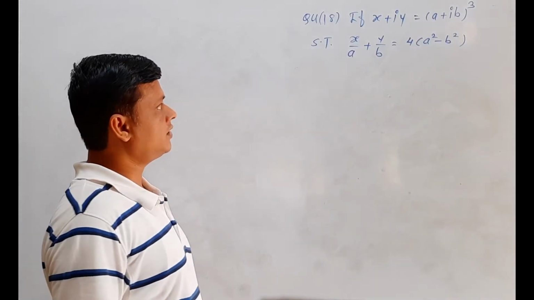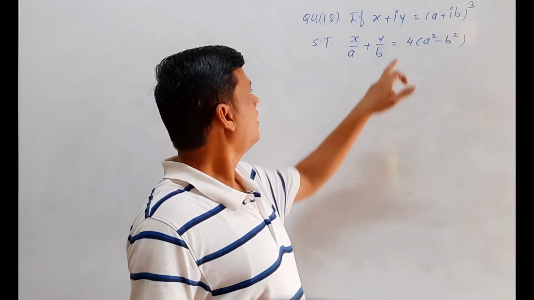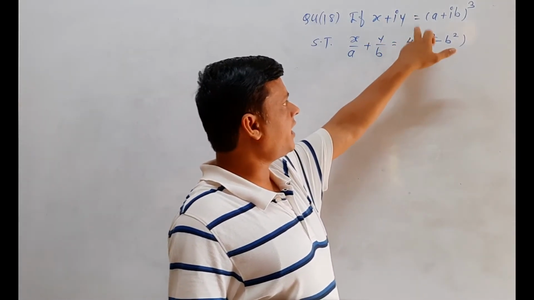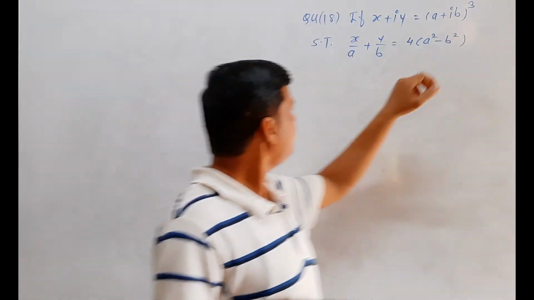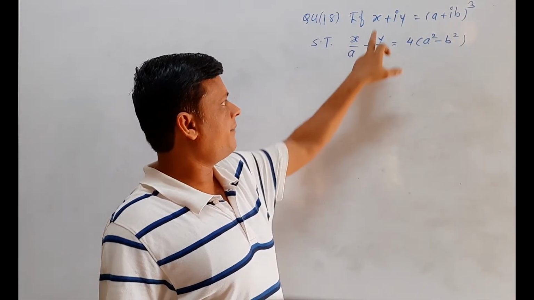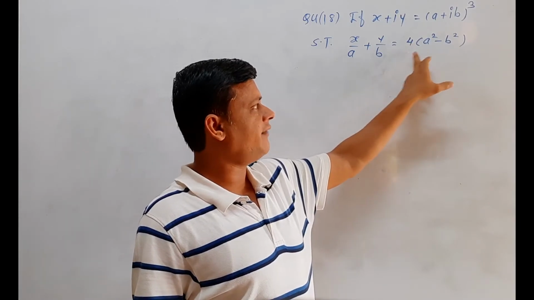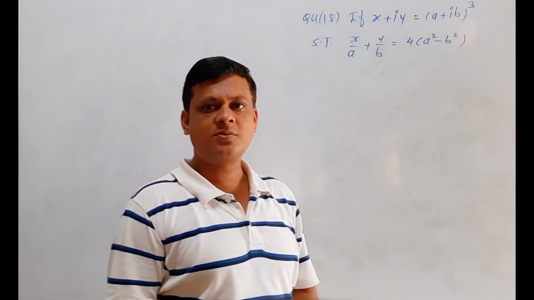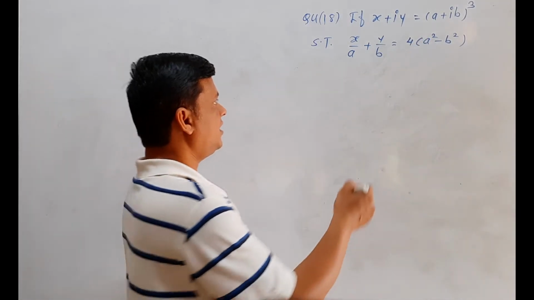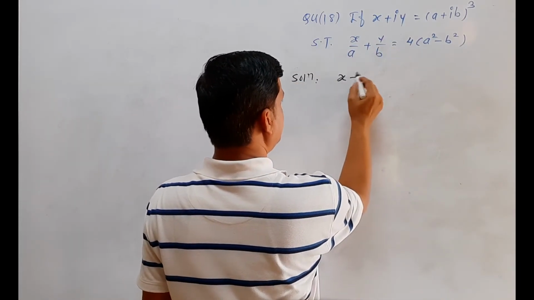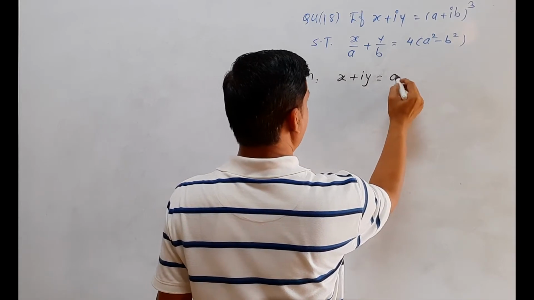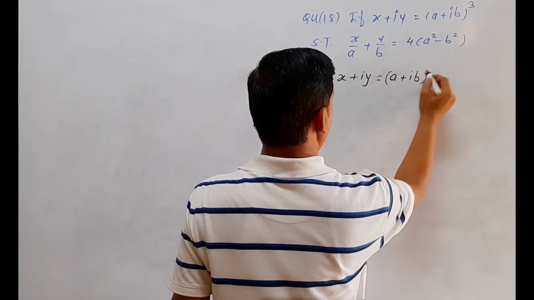Now, question number 18. If x plus iy equals (a plus ib) cubed, show that x by a plus y by b equals 4 times (a squared minus b squared). So we consider the given part here. The given part is x plus iy equals (a plus ib) cubed.